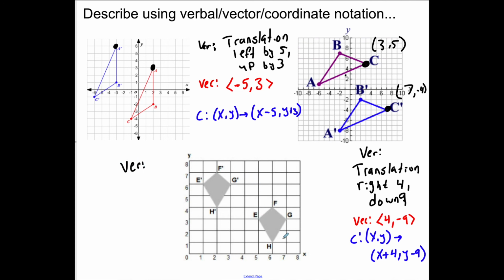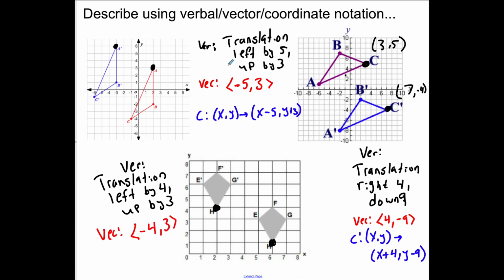So I'm going to choose H. Again, it doesn't matter which one you choose. You just choose a point, a pre-image, and an image. So I'm going 1, 2, 3, left by 4, up by 3. All right, so translation, left by 4, up by 3. That's the verbal. The vector notation, okay, left by 4 means -4, up by 3, that is 3. And finally, the coordinate, okay, x, y, so we're going to subtract 4 from the x and add 3 to the y value, okay?